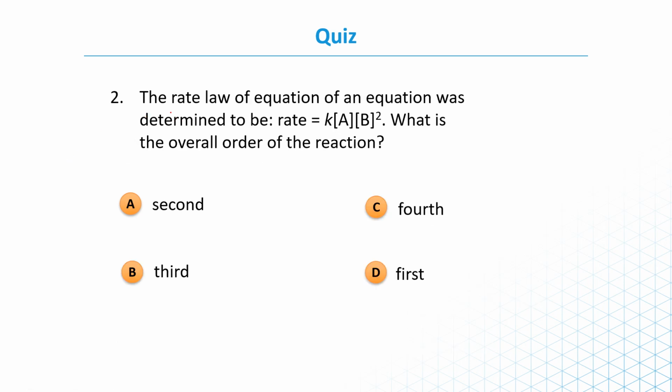Okay. So let's just do a quick revision on what we covered so far. So the rate law of an equation was determined to be rate equals k A to the power 1 B to the power 2. What is the overall order of the reaction? So if they ask about A, it is 1, first order. They ask about B, it is second order. لكن if they ask about the overall, it's 2 plus 1, so it should be third order. Okay, and that's the correct answer, guys.